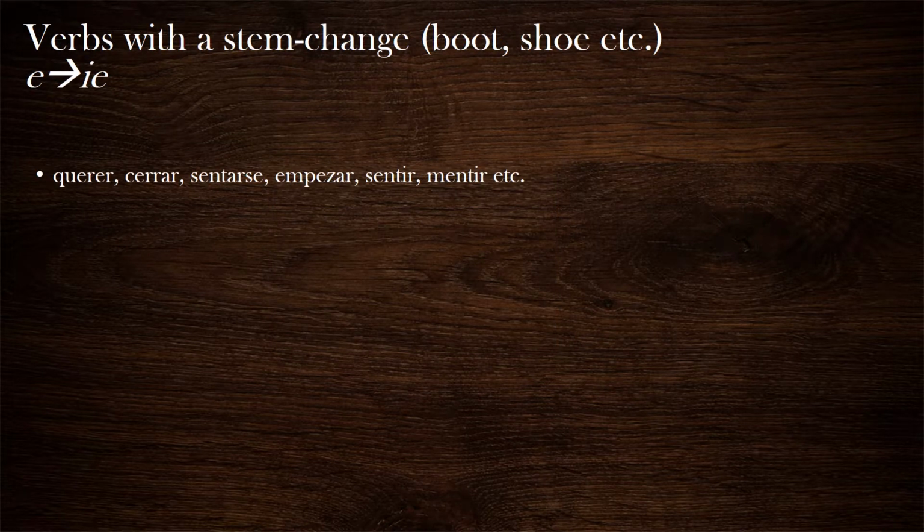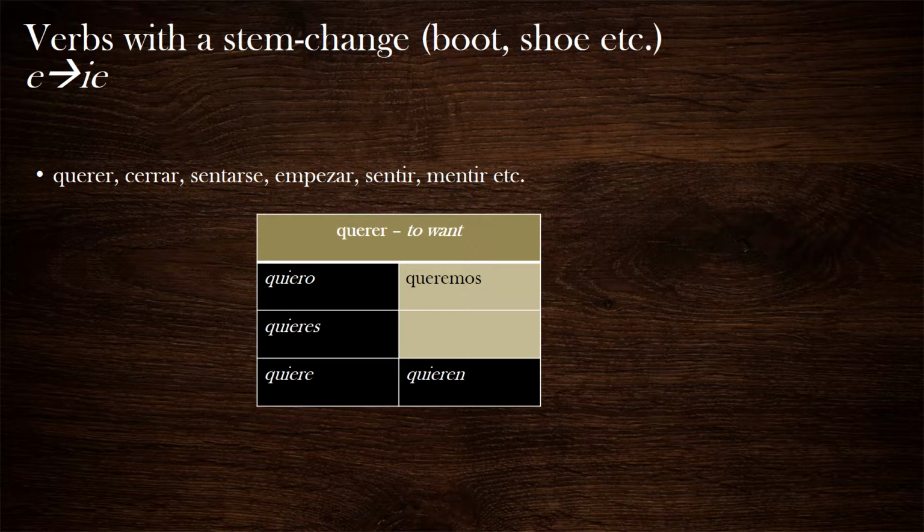Stem change. Stem changing verbs, also known as boot verbs or shoe verbs in the business, have a change in the stem, which is the part before the ER, AR, IR. These change from E to IE. So querer, QUE changes to QUIER. And then you add the endings.